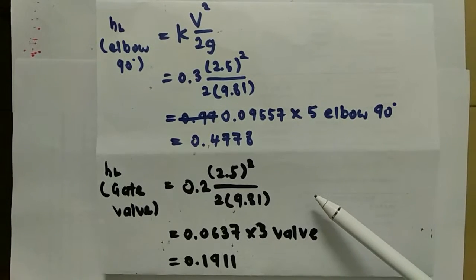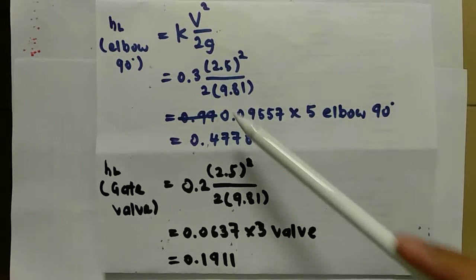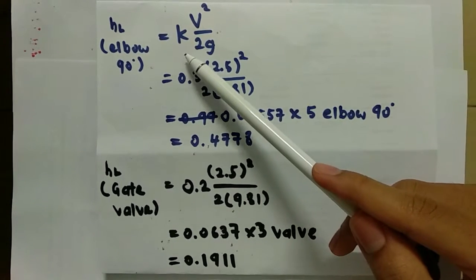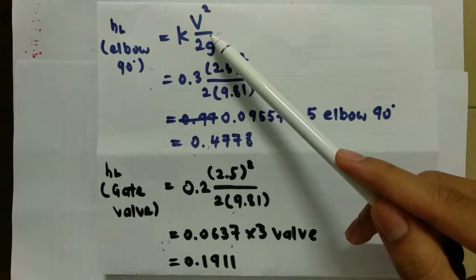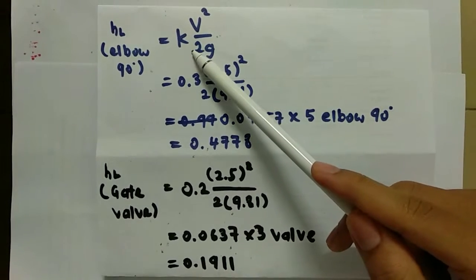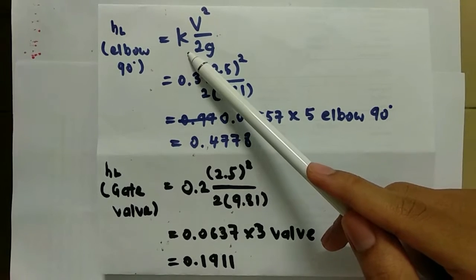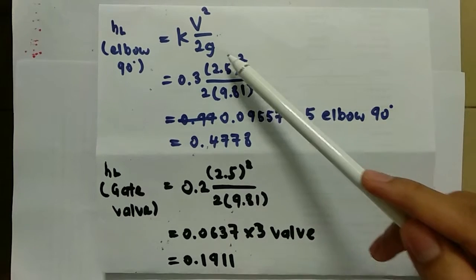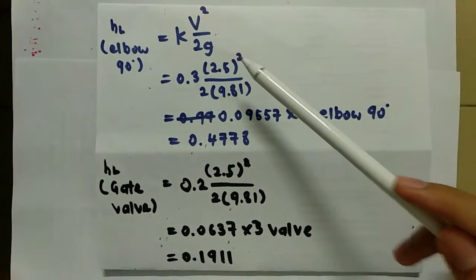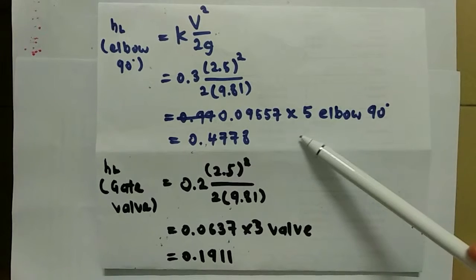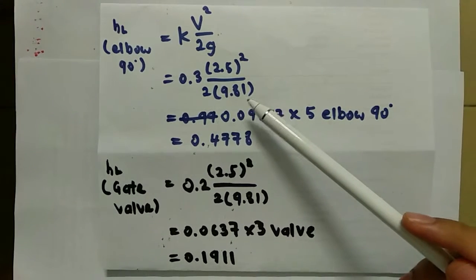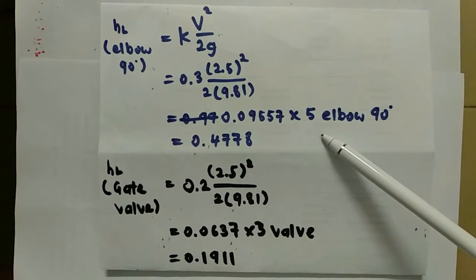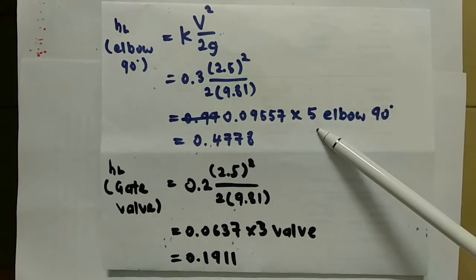For the first calculation, head loss minor, we need to find the 90-degree elbow head loss. We use this formula: K times V squared divided by 2g. K is referred to as the loss coefficient, V is the velocity, and g is gravity. So we calculate and find the head loss of one 90-degree elbow. After that, we multiply by 5 elbows, which refers to the 5 elbows in the question.